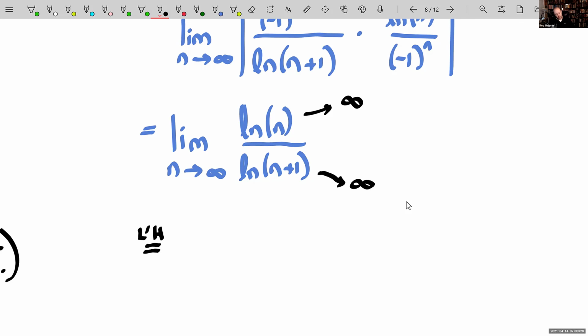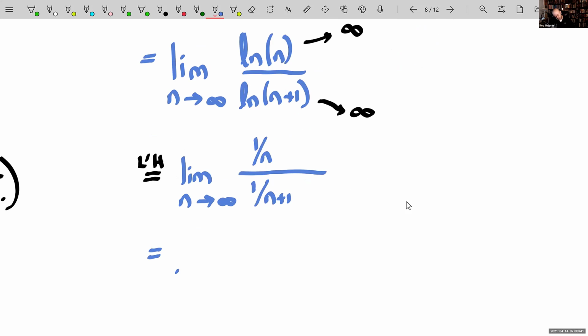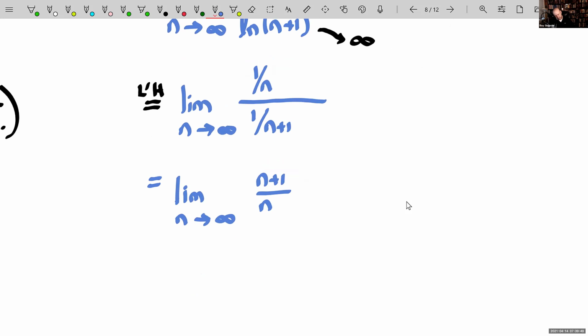Okay. So using L'Hopital's rule, we get the limit as n goes to infinity. The derivative of natural log is 1 over n. Derivative of the other natural log is 1 over n plus 1. And then you modify this, right? Limit as n goes to infinity, a little bit of algebra. This is going to be n plus 1 over n. And we know that's going to limit to be 1. And so therefore, this test is inconclusive.